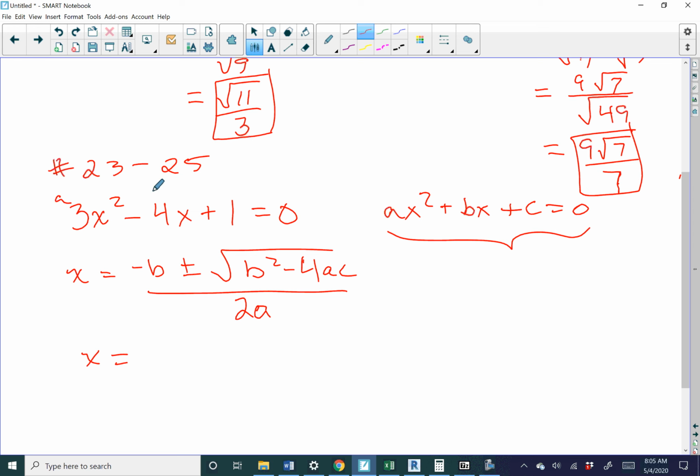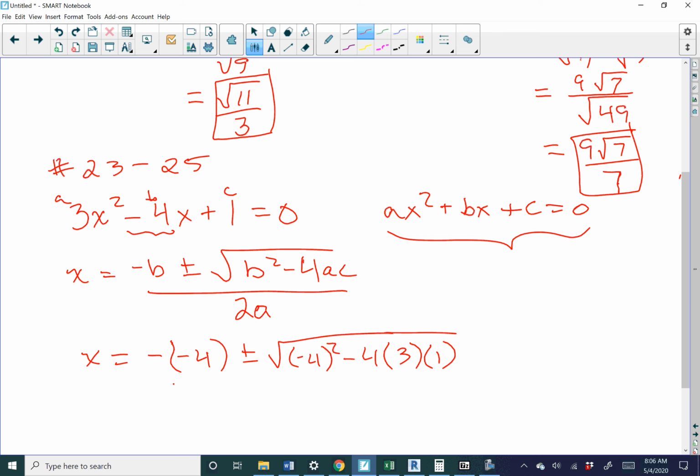All right, so in order to solve this, it's pretty straightforward. This is A, this is B, and this is C, right? So B is negative 4. So negative, or the opposite of negative 4, plus or minus the square root of negative 4 squared minus 4 times A is 3 and C is 1. And that's all over 2 times 3.